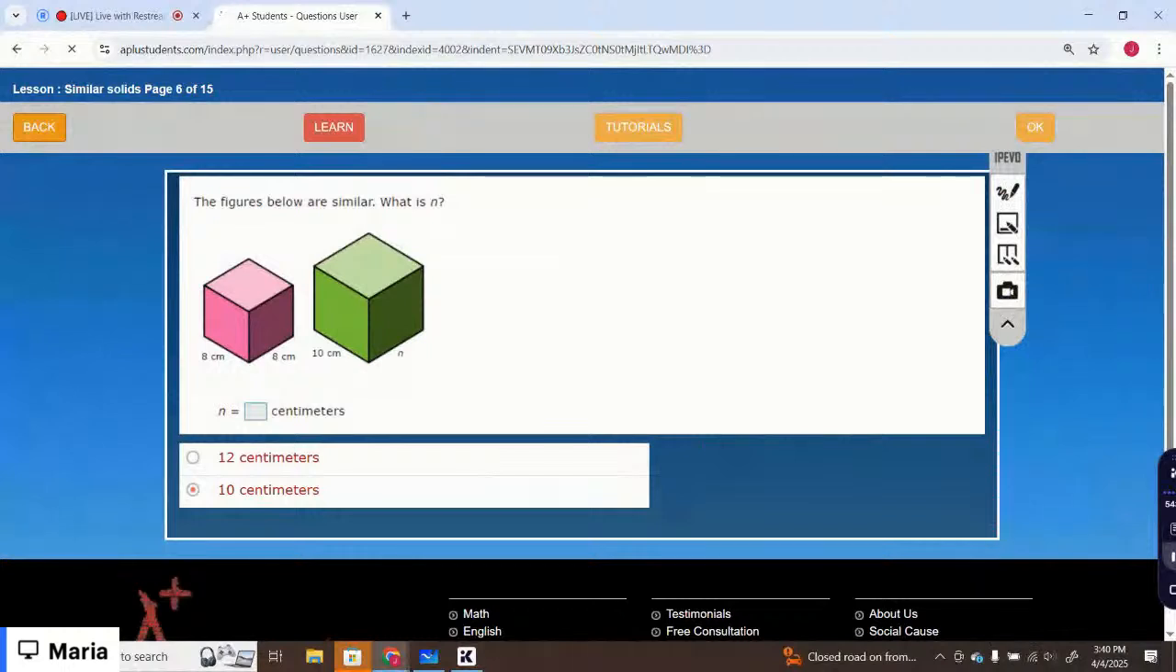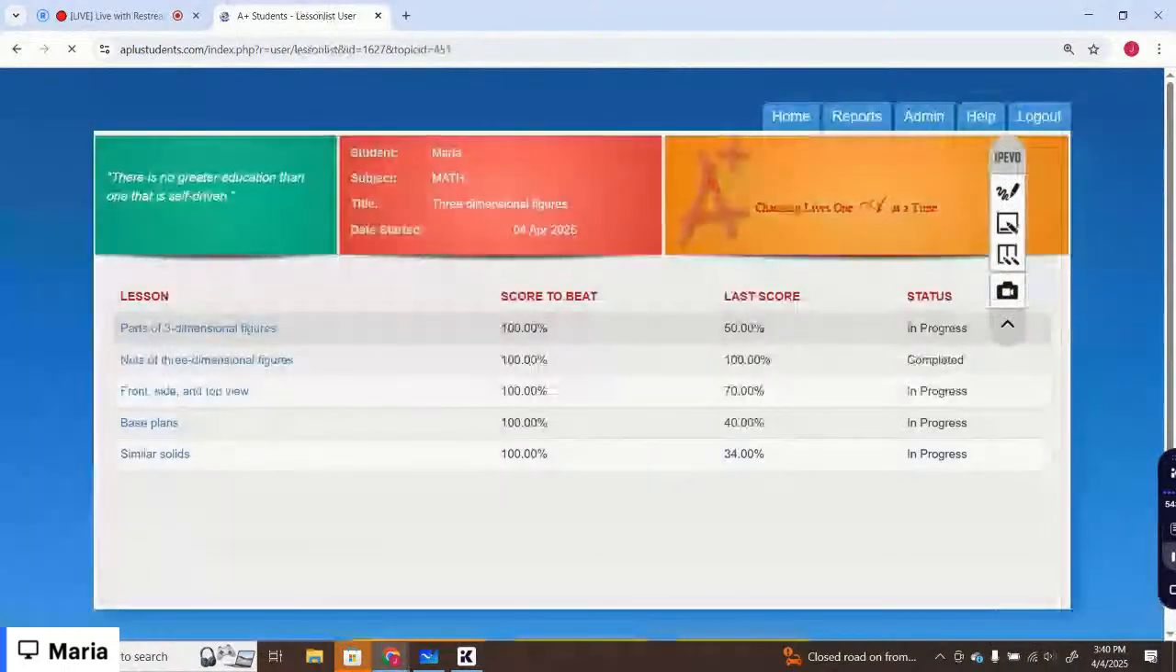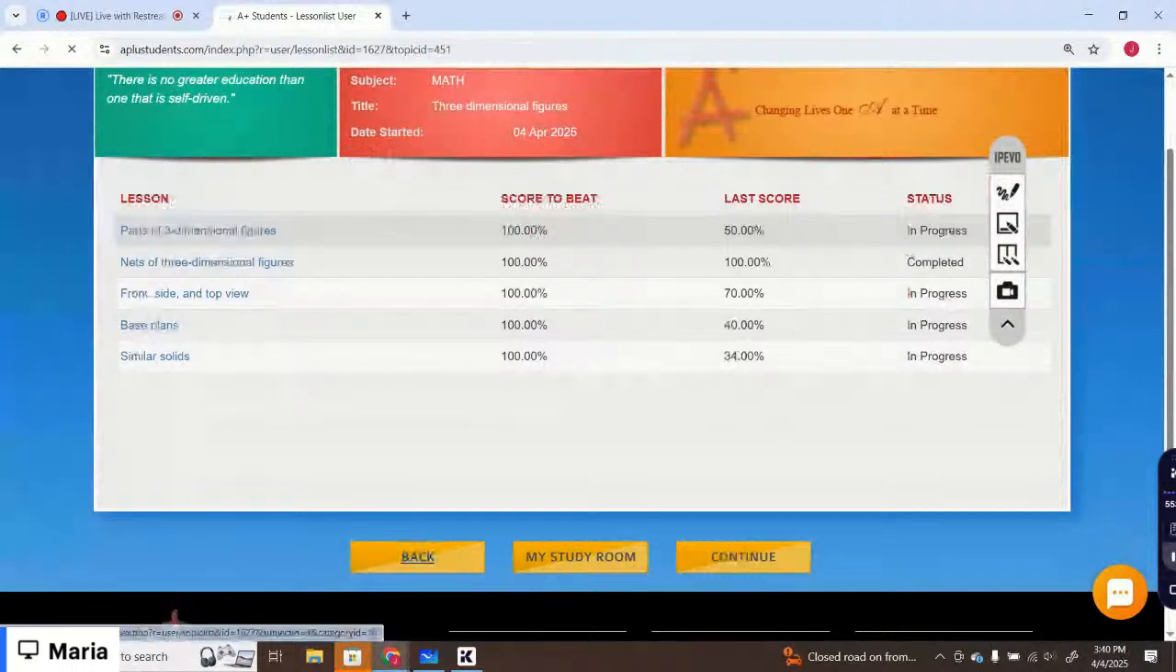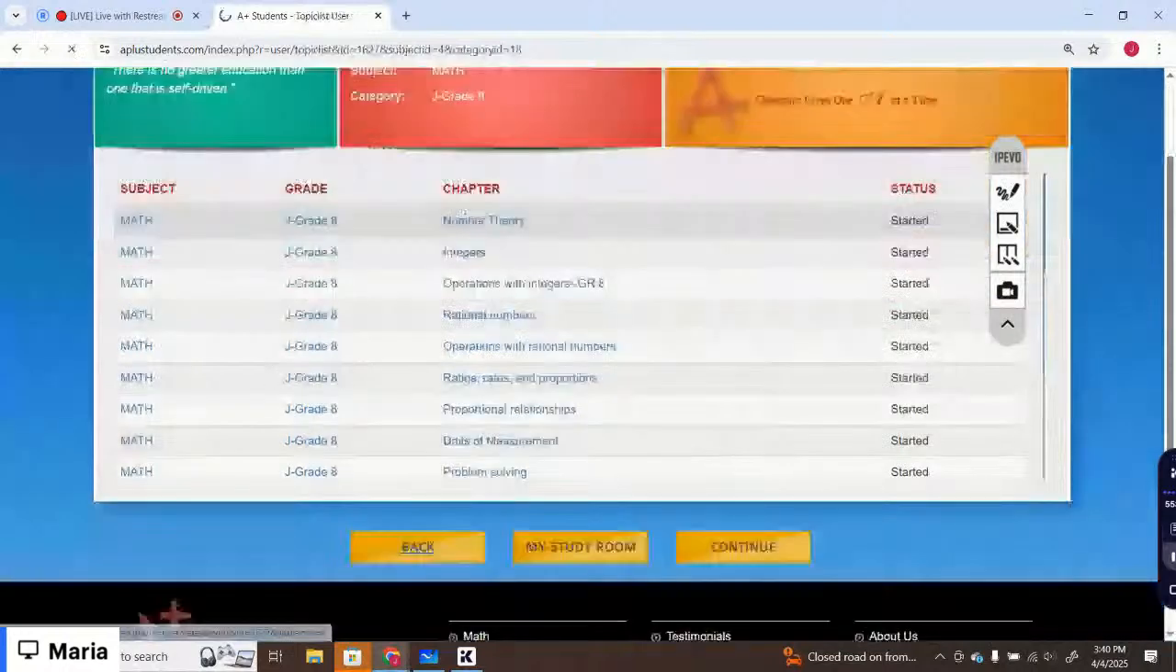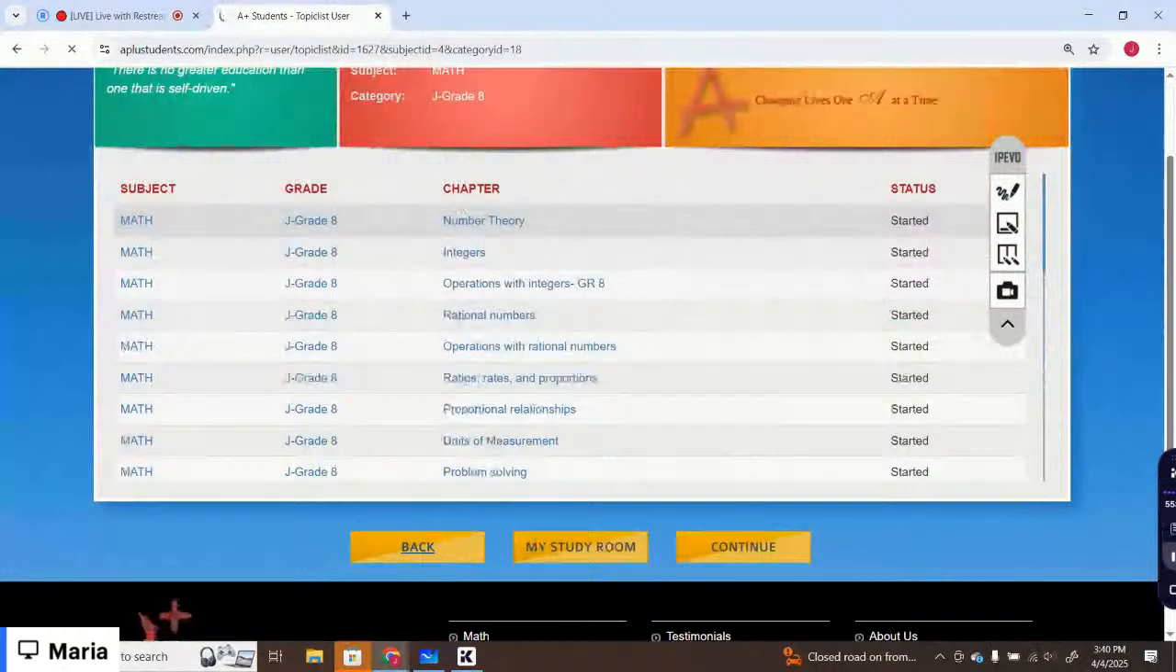So we were working on grade 8 math. The chapter we're working on is three-dimensional figures. The lessons we have covered today are part of three-dimensional figures: nets of three-dimensional figures, front, side, and top view, base plans, and similar solids. Make sure before the next session you complete all the practice questions for the lessons we just did. That is your homework until the next session.